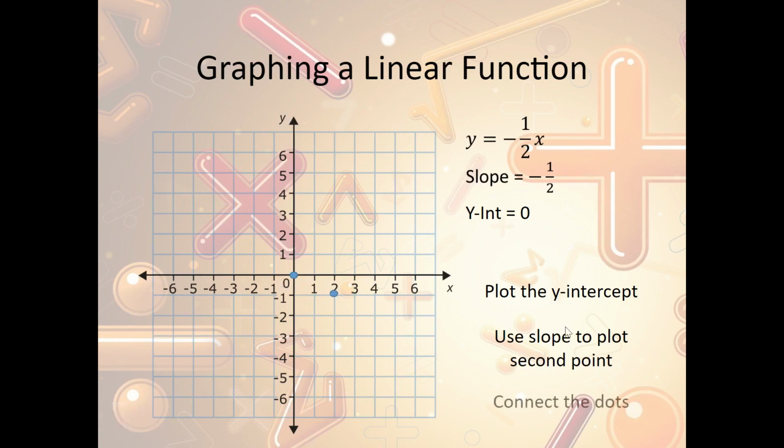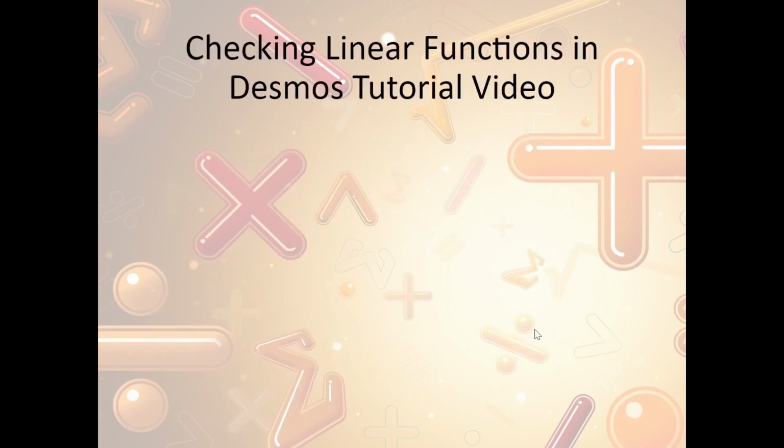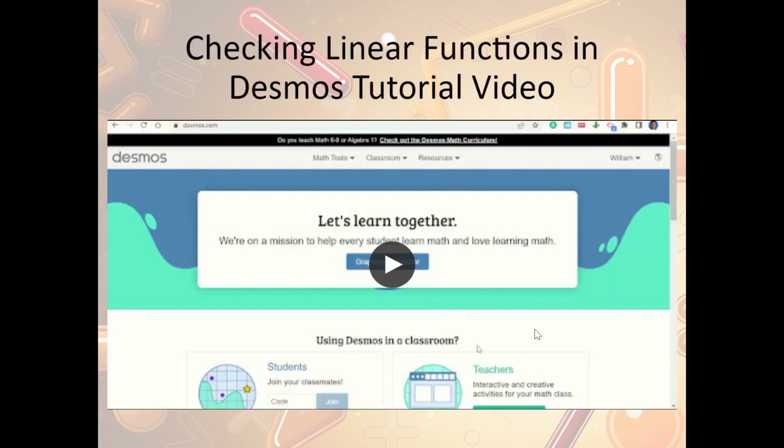The next step is just to connect the dots and draw a line between them. So I'm going to connect the dots, and now I have a linear function that is graphed that goes through 0 and has a slope of -1/2. There's a video here also that shows you how to graph linear functions in Desmos. So you can go ahead and watch that.